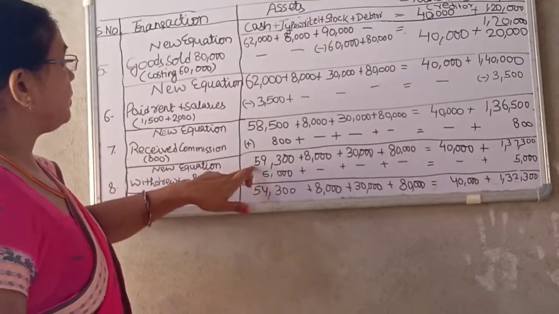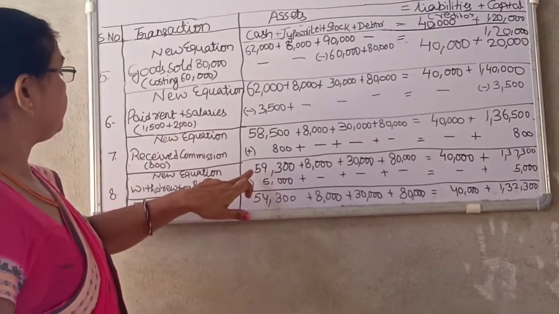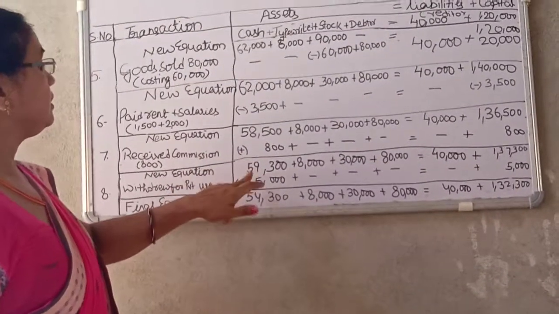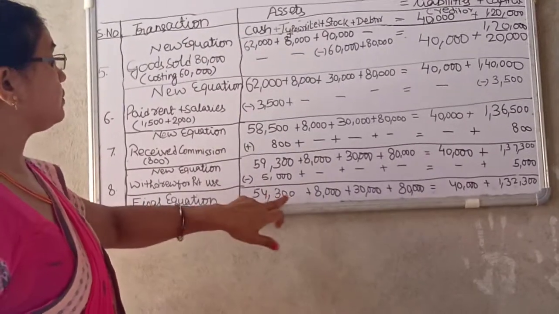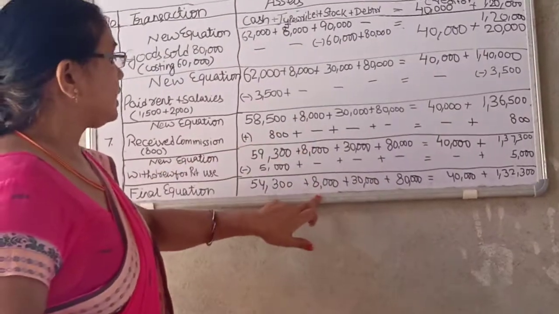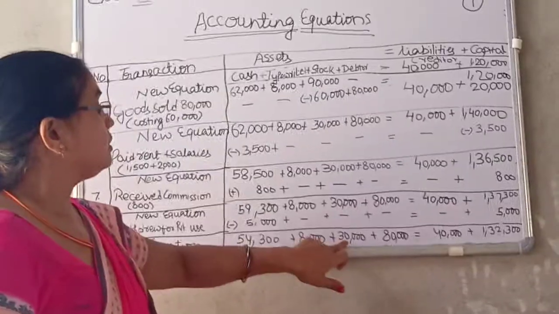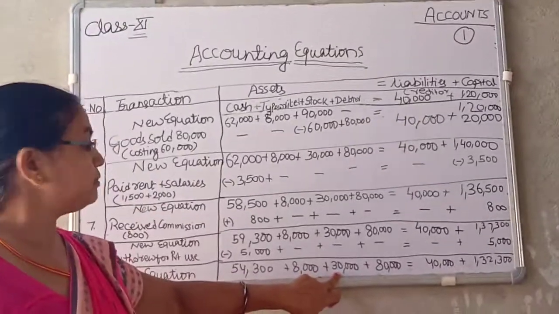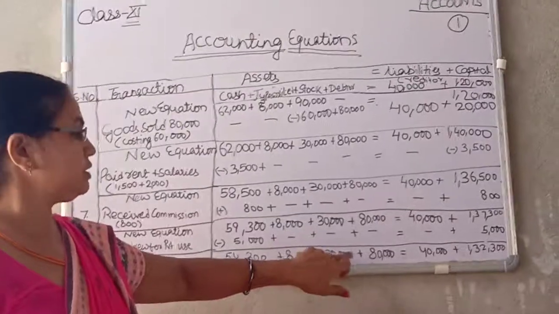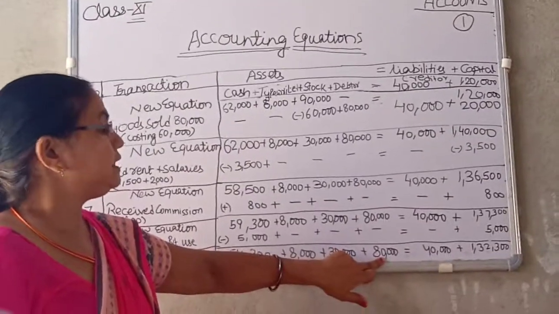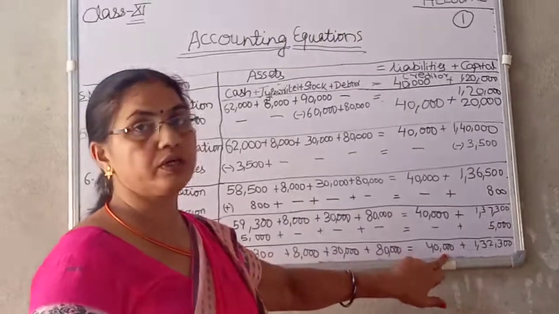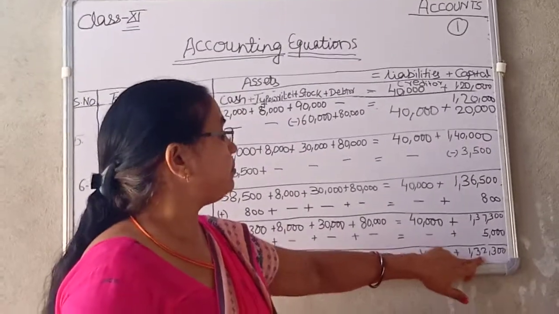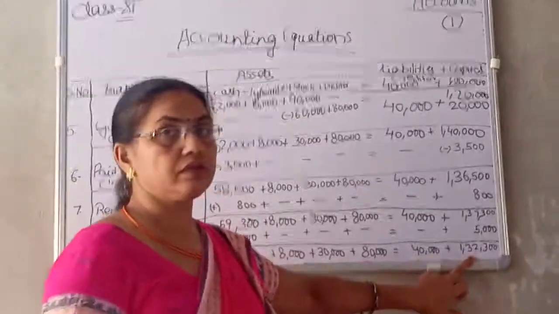Now when we deduct the personal use amount, that is 5,000, the cash comes to 54,300. Typewriter is 8,000, stock remains 30,000, debtors are 80,000, creditors are 40,000, and capital is left with 1,32,000.